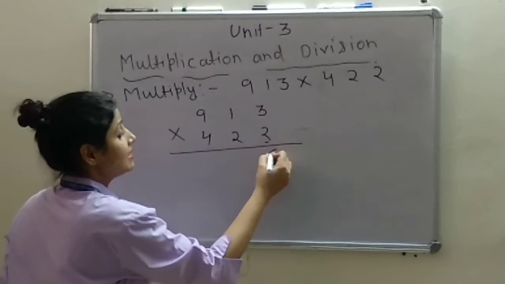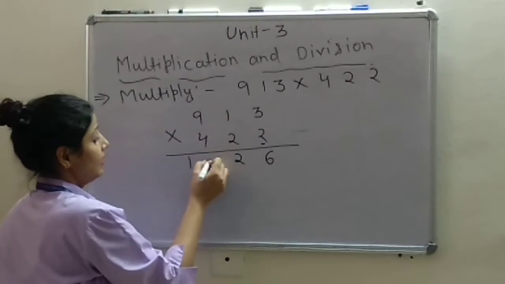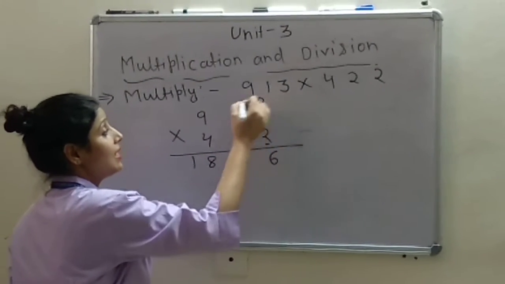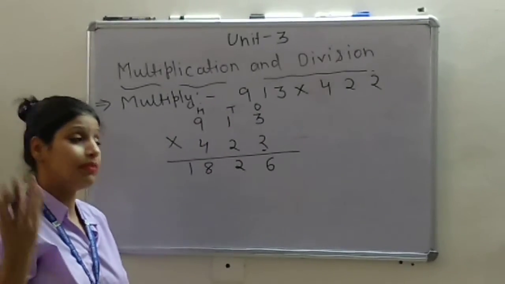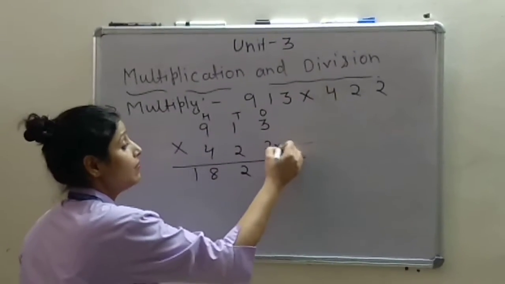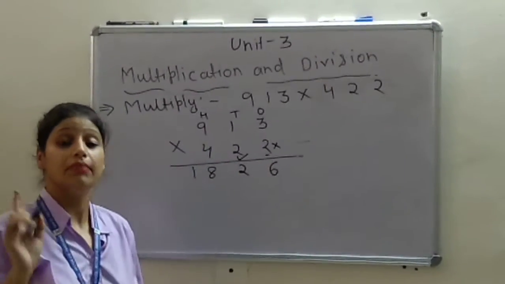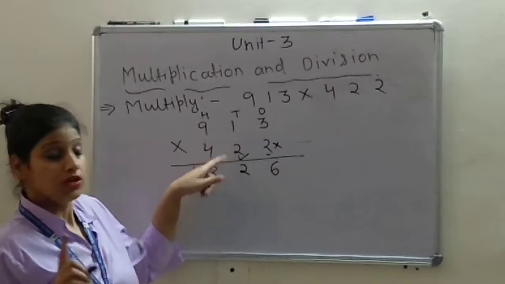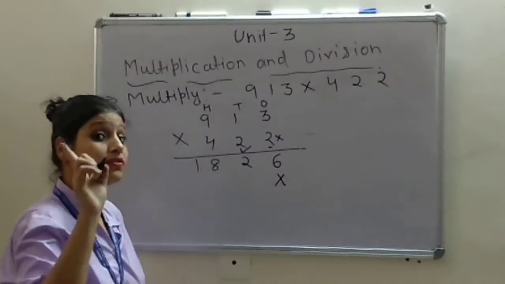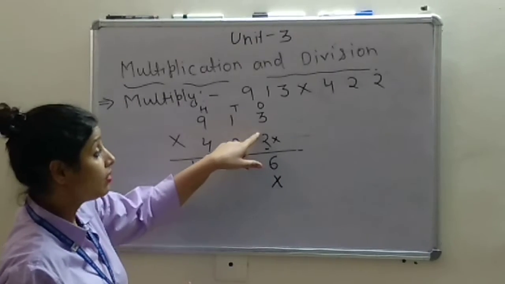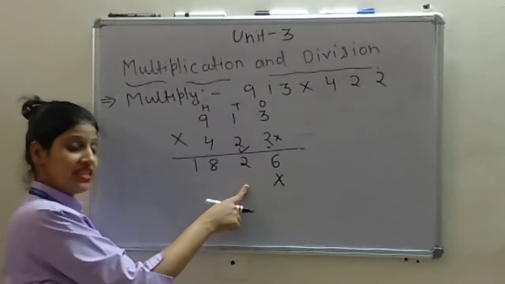2 threes are 6. 2 ones are 2. 2 nines are 18. So first you will go to the ones place, then the tens place, then the hundreds place. This is the way we multiply. Now we are done with our ones place. Now our next digit in the multiplier is 2. So before that, the ones place will be crossed, because we are done with the first digit in the multiplier. So start with the tens place.